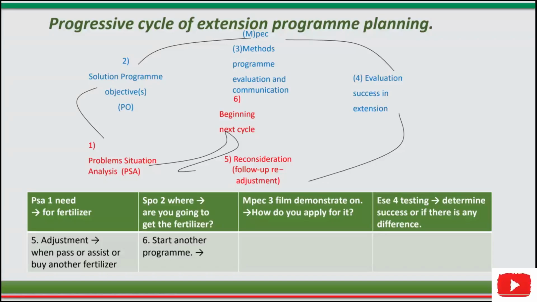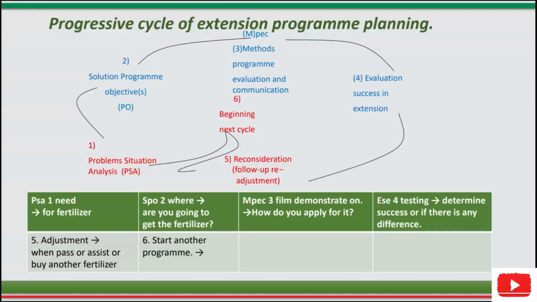That's the method. Number four is evaluation of success in extension. At this level, you are now testing. You are determining the success or if there is any difference. That's what you do at this level. Then number five is the reconsideration, that's the follow-up and readjustments.